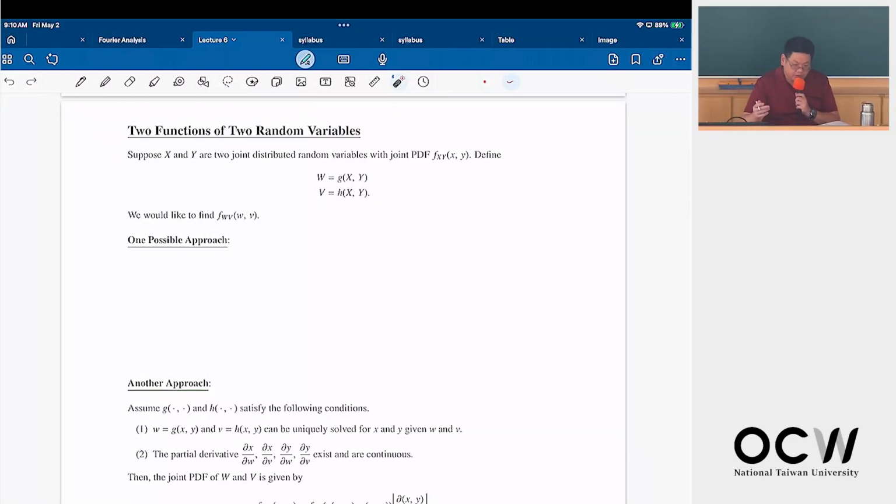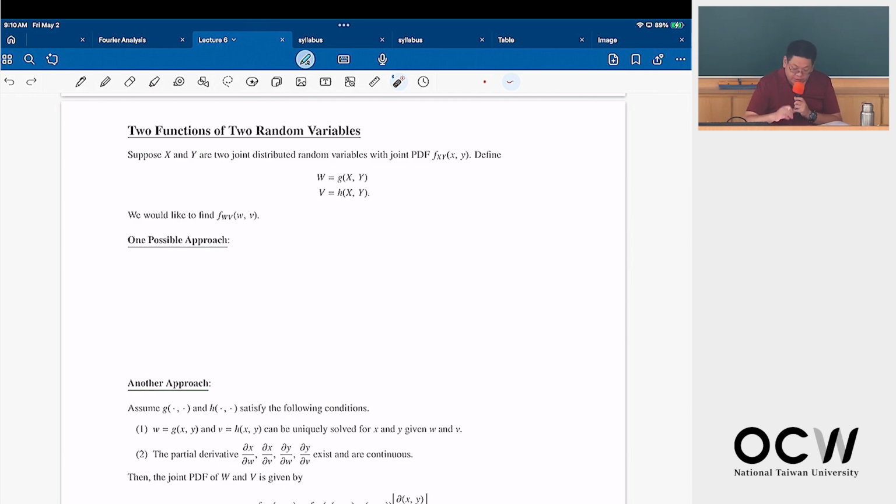So far, we have done one random variable, a function of a random variable, two random variables, and a function of two random variables. And then today we are going to learn two functions of two random variables.